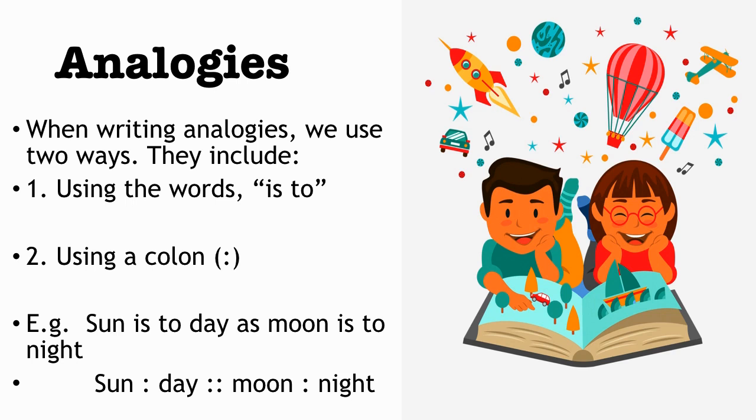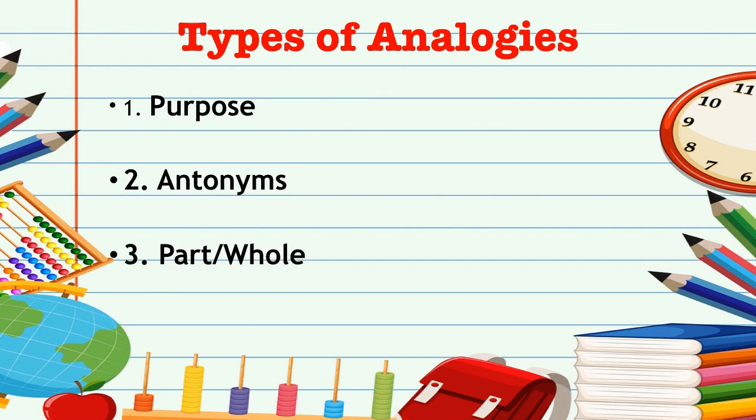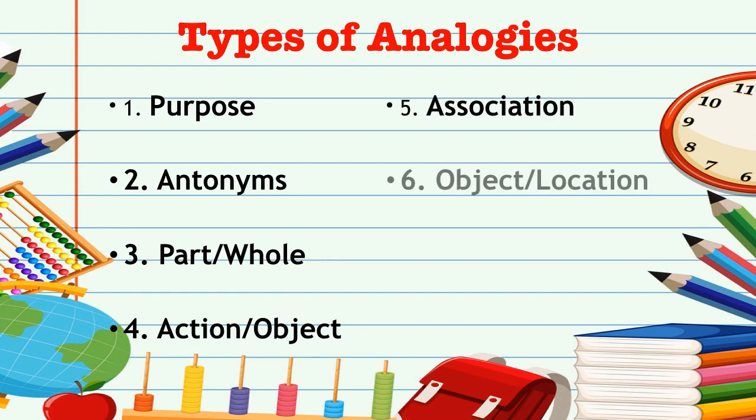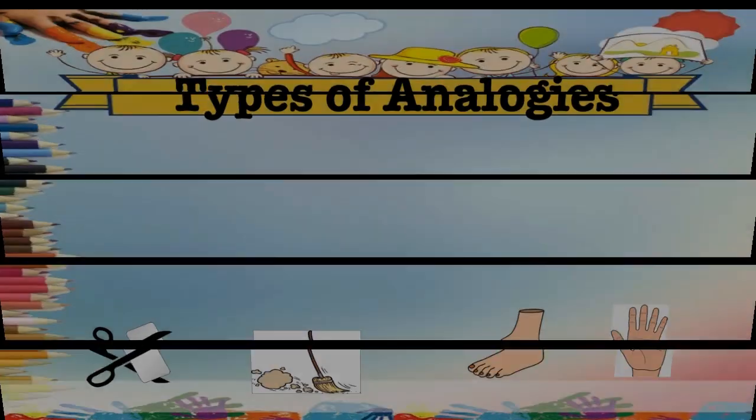Good job. Now, let's go over our types of analogies. We have purpose, antonyms, part whole or whole to part, action to object, association, object to location, cause and effect, and synonyms. Let's go and define these types of analogies.